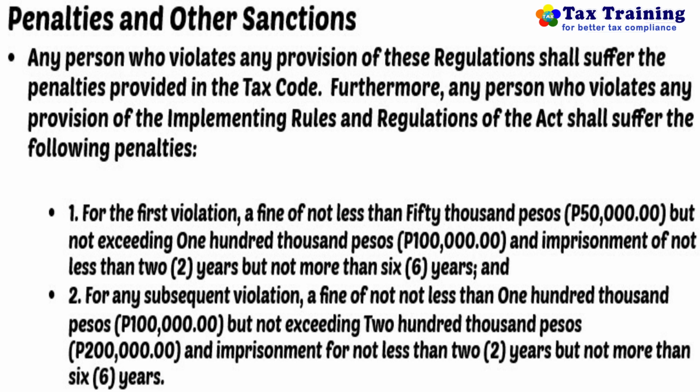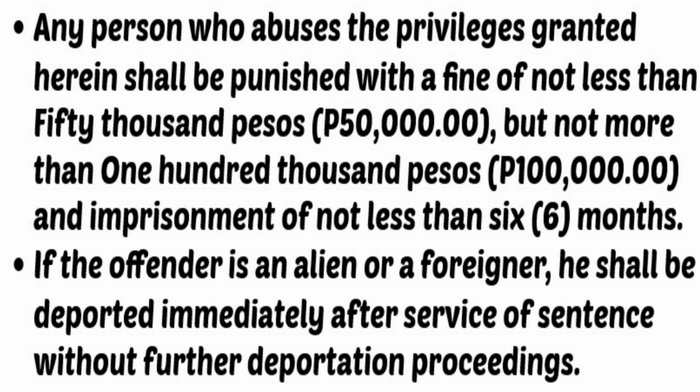For subsequent violation, a fine of not less than 100,000 pesos but not exceeding 200,000 pesos, and imprisonment for not less than 2 years but not more than 6 years. Any person who abuses the privileges granted therein shall be punished with a fine of not less than 50,000 but not more than 100,000 pesos, and imprisonment of not less than 6 months.